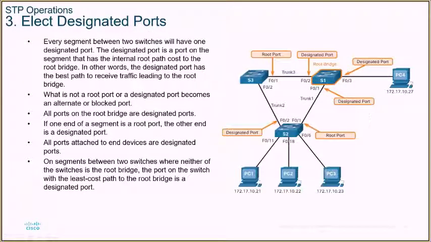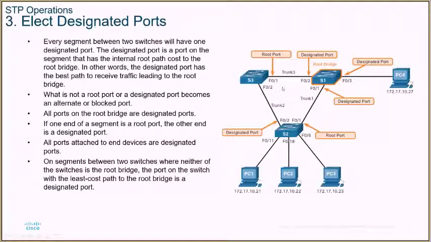Okay, so designated ports. Every segment between two switches will have one designated port. The designated port is a port on the segment that has an internal root path cost to the root bridge. In other words, the designated port has the best path to receive traffic leading to the root bridge. What is not a root port or a designated port becomes an alternate or blocked port. All ports on the root bridge are designated ports because, as we said, they're not root ports. If one end of a segment is a root port, the other end is a designated port.